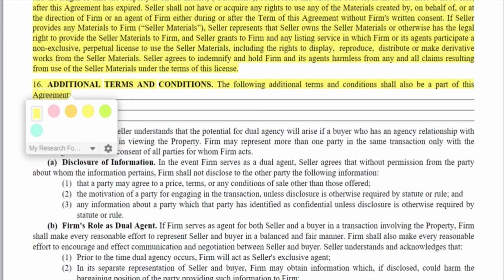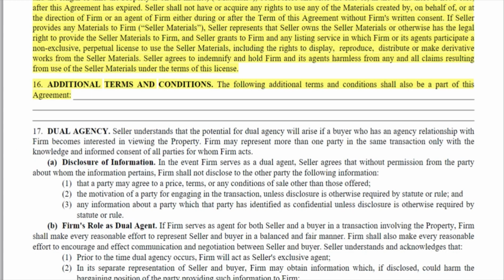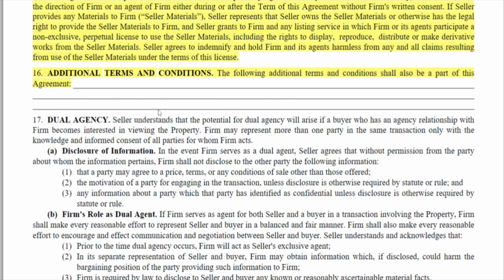Okay, number 16, additional terms and conditions. The following additional terms and conditions shall be a part of this agreement. So any other additional terms that we want to add to it, this is where we will put them.